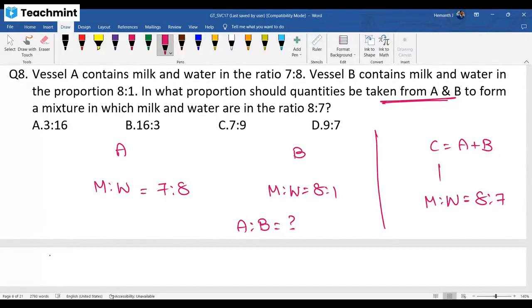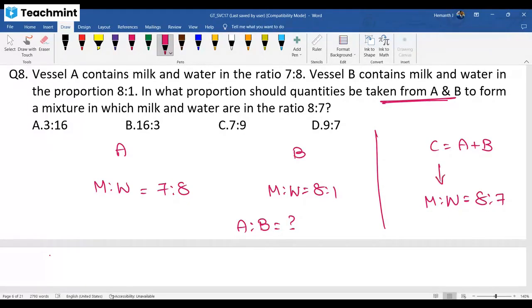It is now 8 is to 7. How are these two mixed? Let's say classroom A strength is 150, classroom B strength is 100, then 150 and 100 is the ratio, 3 is to 2 like that. But you don't have that, and that's what you need to find: how A and B are mixed to form C, where milk and water is 8 is to 7.